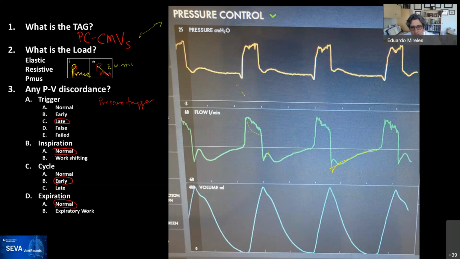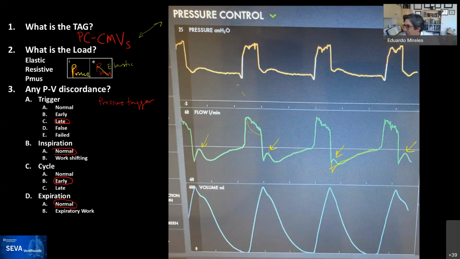The cycle is early, and we talked a fair amount about it already, but each one of these waveforms here is a marker of an early cycle. So good determination there. And then expiration, as we discussed, seems to be normal with no PMOS. So that's how I would read it under this circumstance. So PCC MBS with the presence of PMOS during inspiration seems to be elastic load, a pressure trigger that is leading to a late trigger, and there's early cycle on this poor patient.